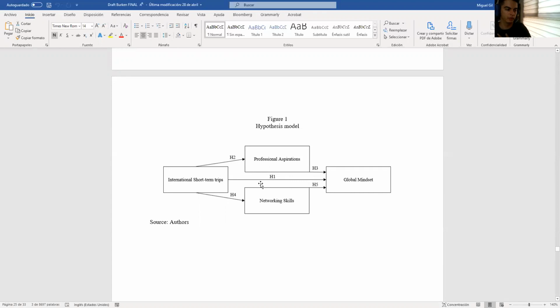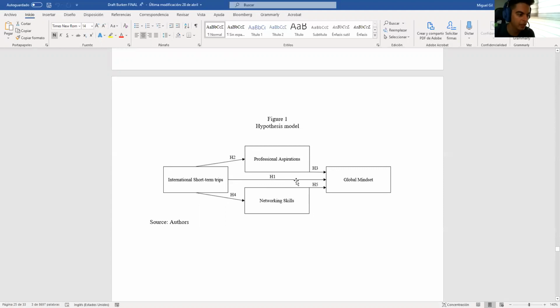Part of that effect on the global mindset, or that change in the global mindset, is not only explained by going on the trip, but also depends on the professional aspirations and the networking skills of the student. So these things are mediators of the effect. As I said, this is a very complex study. I don't expect something that complex.